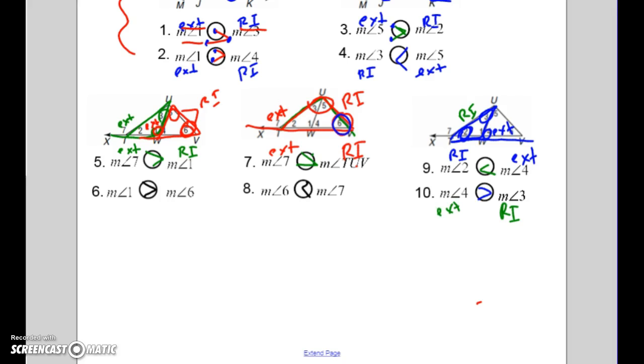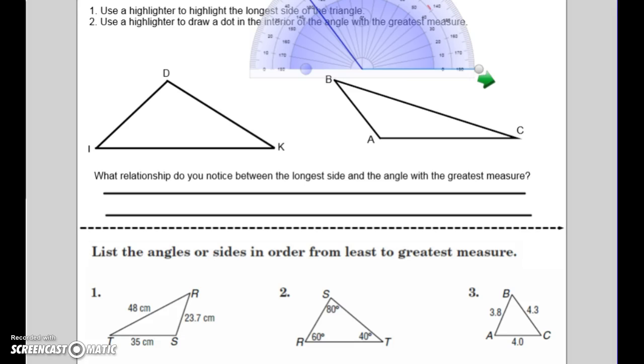So on these you have to decipher which triangle they are looking at, and you're trying to find exterior and remote interior angles. Are we good? Okay, flip the paper over. Now I would like for you to measure, using a ruler, the sides. I want you to measure in inches. And then I want you to measure the angles.